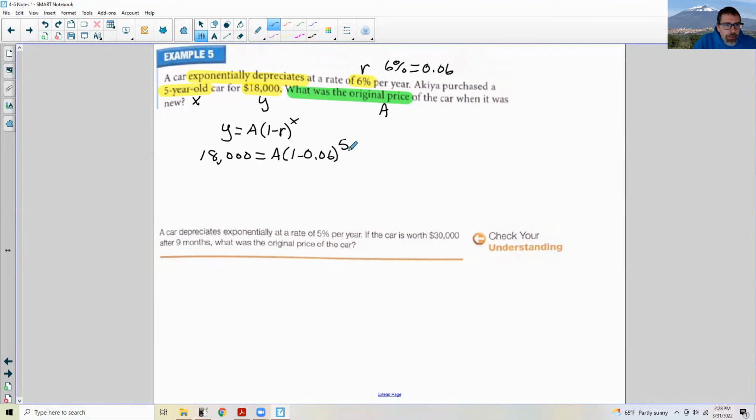Okay. Is that clear, hopefully? Simplify. 18,000 equals A times 1 minus 0.06, which is 0.94 to the 5th. I want to get A by itself, so I divide by 0.94 to the 5th power on both sides. This is going to give me A equals.